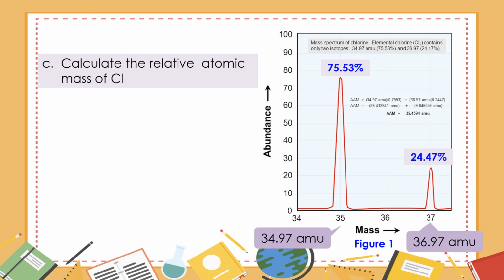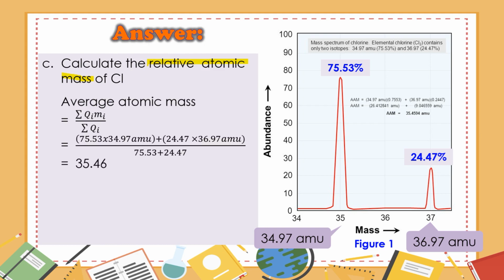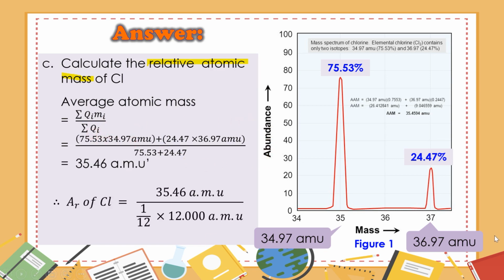For the third question, calculate the relative atomic mass of chlorine. How can we solve this problem? The first step, you can calculate by using the formula of average atomic mass, that is the sum of QiMi over the sum of Qi. Substitute all the values with the unit. Don't forget the unit here. And we can get the final answer is 35.46 AMU.